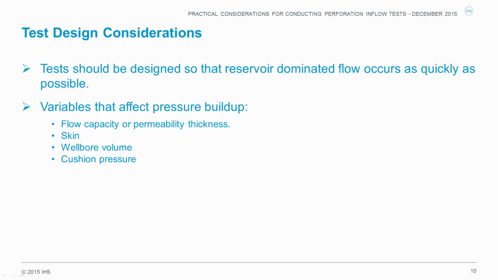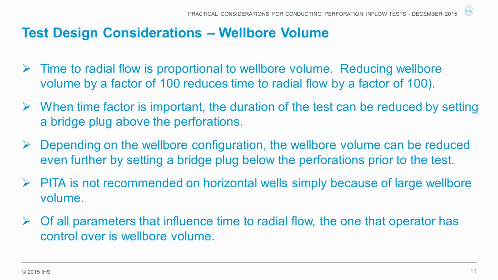Let's look at some of these items in greater detail. Wellbore volume. Time to radial flow is proportional to wellbore volume. Reducing wellbore volume by a factor of 100 reduces time to radial flow by a factor of 100. When time factor is important, the duration of the test can be reduced by setting a bridge plug above the perforations, which is what we always recommend.